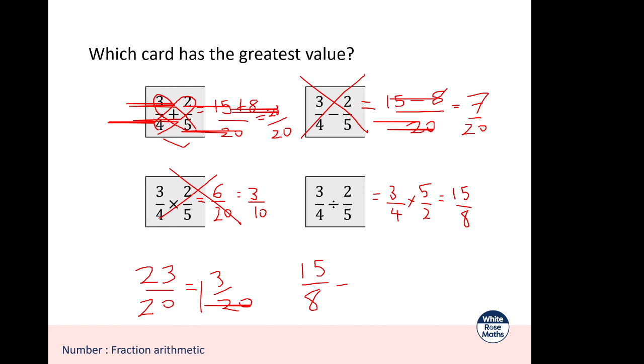Yes, spot on. So you can see that I'm going to get 1 and 7/8. Hopefully here we can now see that 1 and 3/20ths is smaller than 1 and 7/8. Therefore the bottom right one is going to be the answer. Yep, thank you, Brandon.